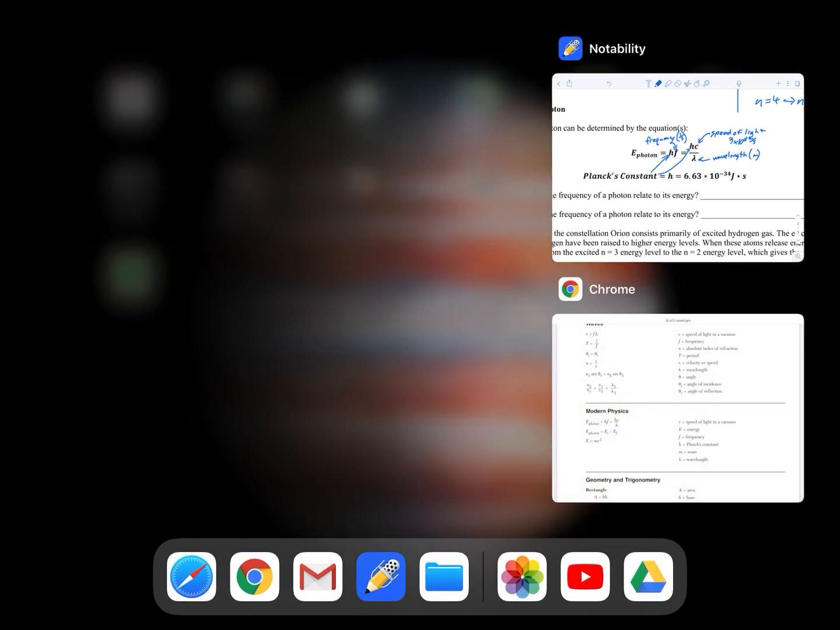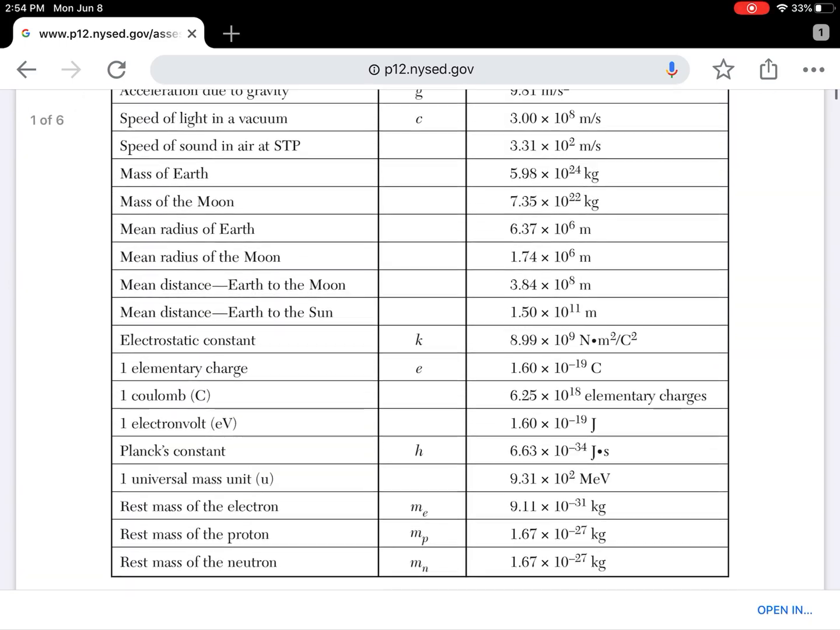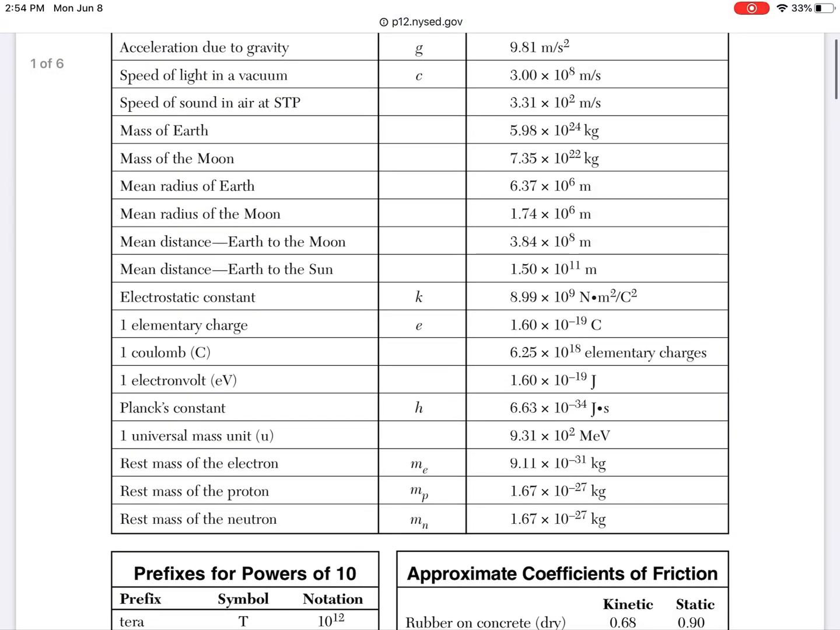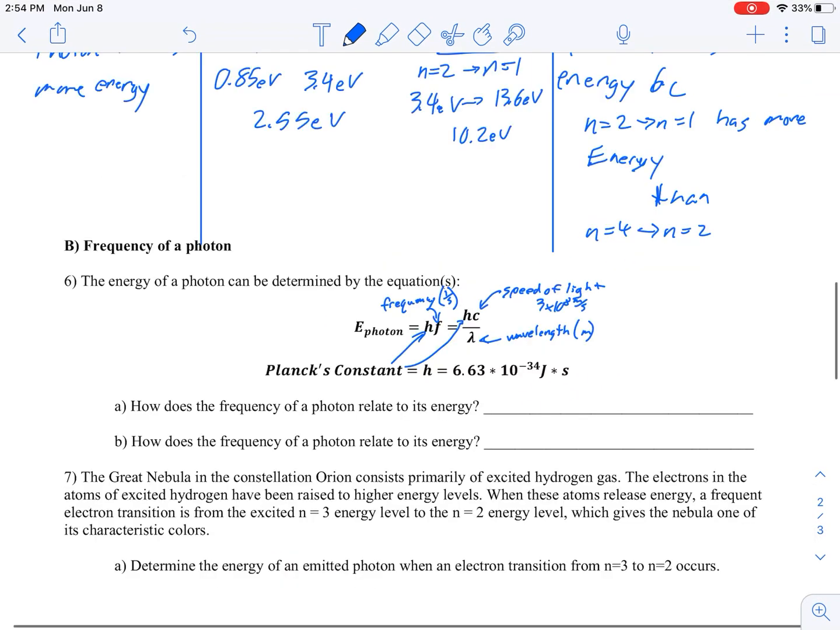Now, this is Planck's constant. It's on your equation sheet on the first page. Also, these equations are right here. On the first page, we have Planck's constant, H, 6.63 times 10 to the negative 34 joules times seconds. All right.